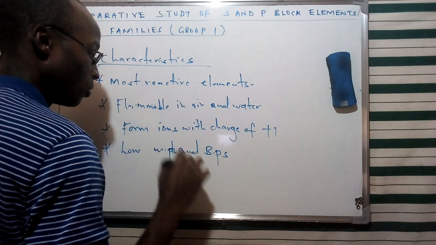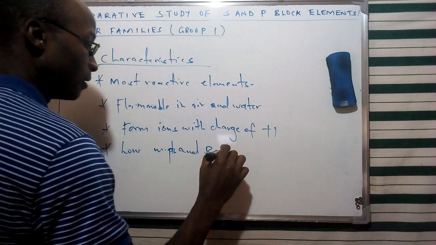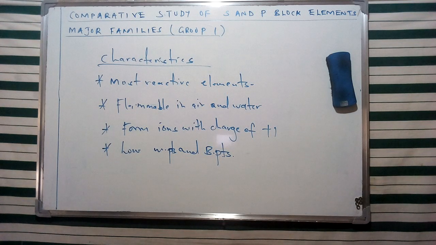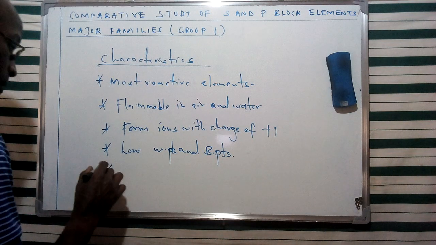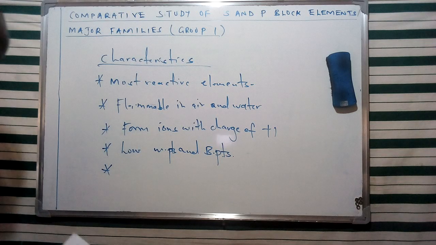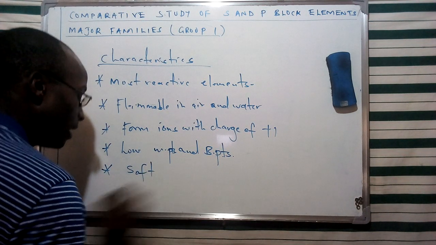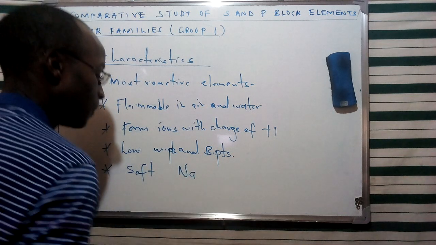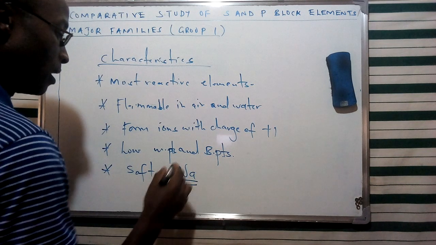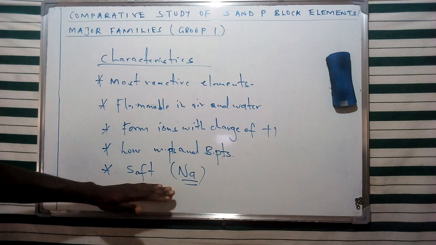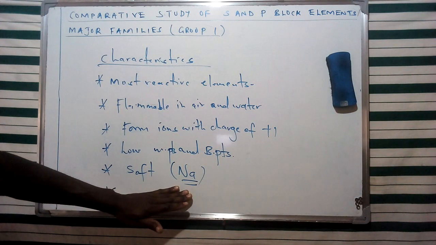And of course, those are going to be one of the unique characteristics of this specific set of elements in the periodic table. And in so far as their physical characteristics are concerned, we're going to see that they are going to be soft, in a sense that if we take elements like sodium, this is going to be soft in a sense that it can be cut using a knife, and therefore that's going to be one of the specific characteristics of these group 1 elements.